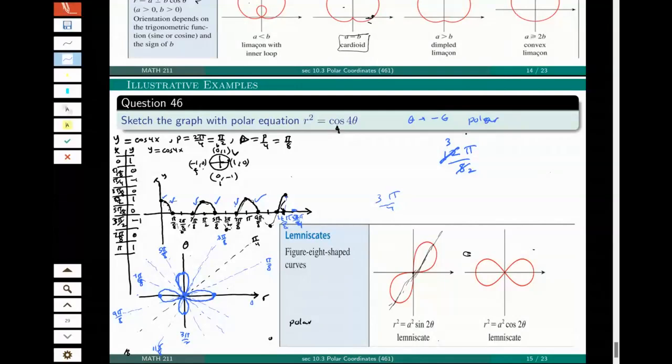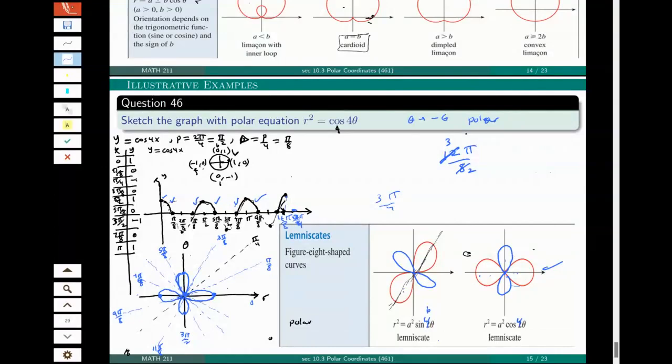Now, if I want to use instead of that one, here, this is 2 theta. What will happen if I have 4 theta? If I have 2 theta, it will be 2. If I have 4 theta, it will be that one. So it's according to the number here. If I have 2 theta, I will have only 2 leaves. If I have 4 theta, I will have 4 leaves, and it will be symmetric about the polar axis and about the origin. Here it will be symmetric only about the origin.